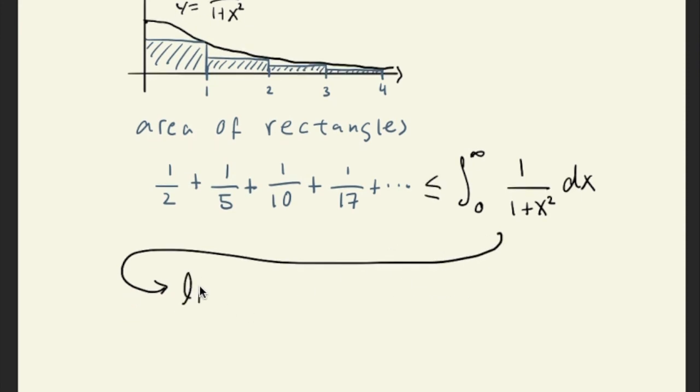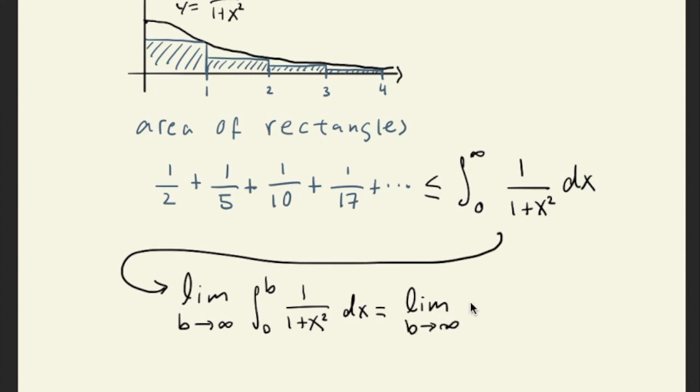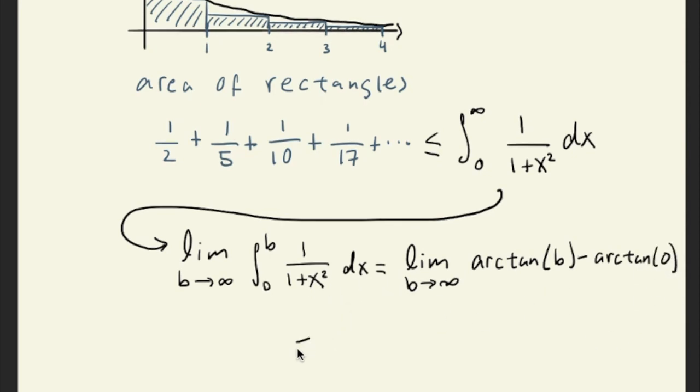So that's the limit as b approaches infinity of the integral from 0 to b of 1 over 1 plus x squared dx. The antiderivative, as I said, is arctan. So this is arctan b minus arctan 0. Arctan of 0 is 0. Right? Tangent of 0 is 0. Okay, so this is equal to 0.